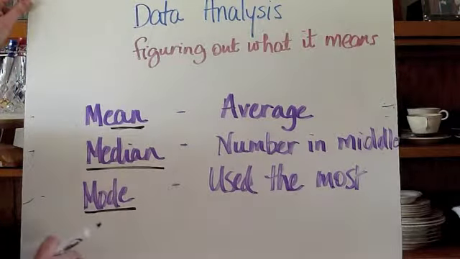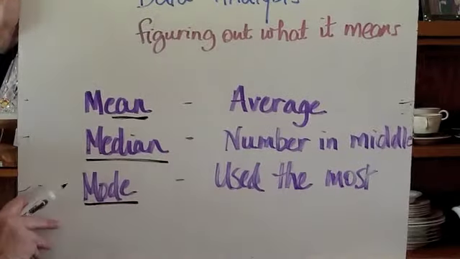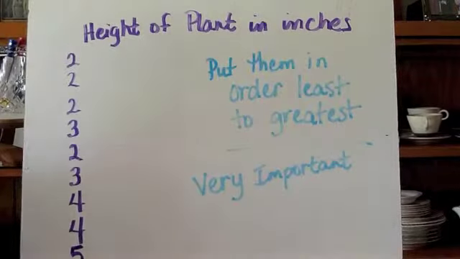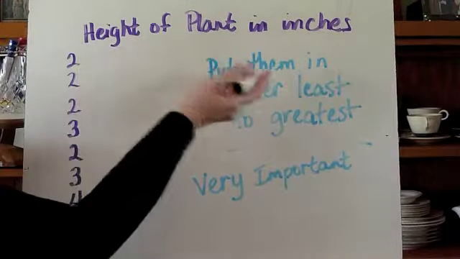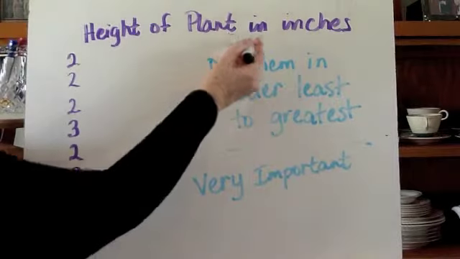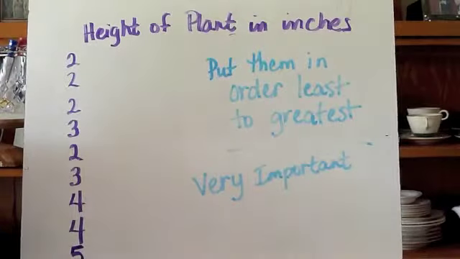So I want to look at some of our data. This is made up data, but you're going to do this with your plant that you've been growing at home. The data that I'm given here is the height of the plant in inches. So if you measured it every week or every day, whatever your data was, for us it was every week. And this was the different data I got.